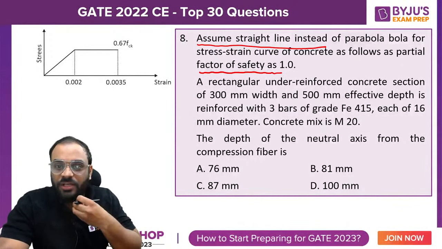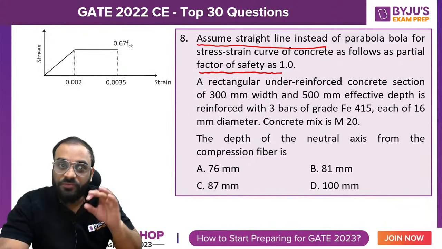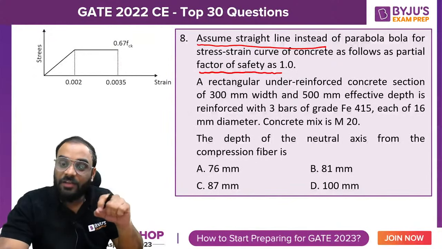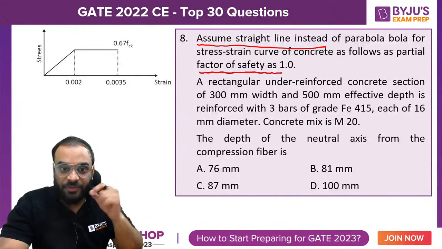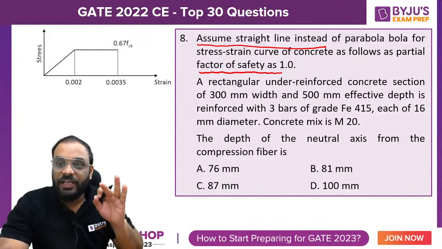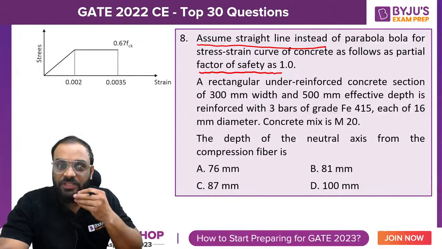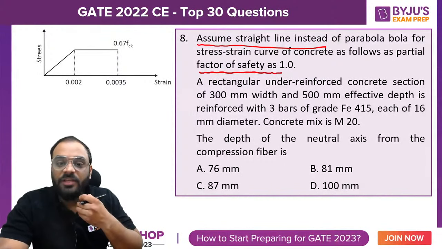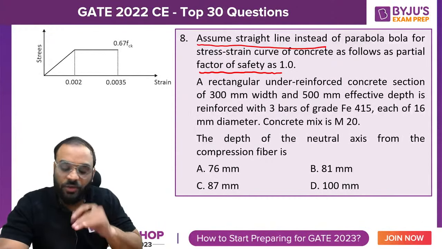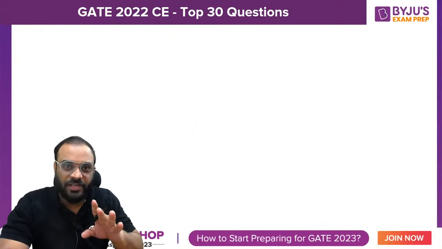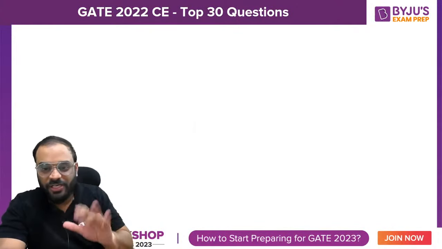A rectangular under reinforced concrete section of 300 mm width and 500 mm effective depth is reinforced with 3 bars of grade Fe415, each of 16 mm dia, and the concrete mix is M20. Our task is to find out the depth of neutral axis from the compression fiber. So first we need to draw the figure, then only we can understand. Okay, so let me draw it.